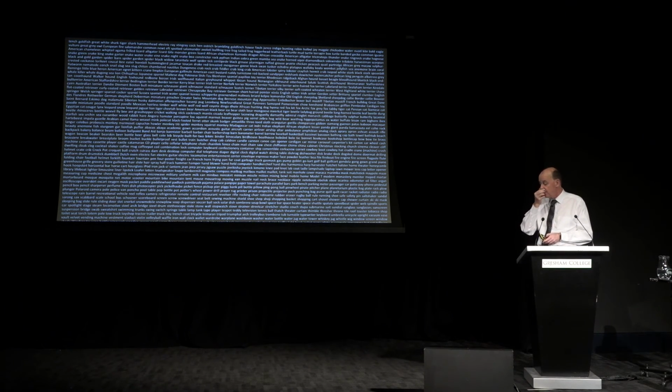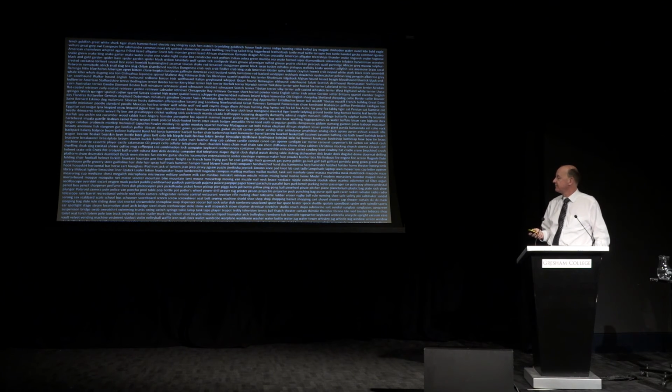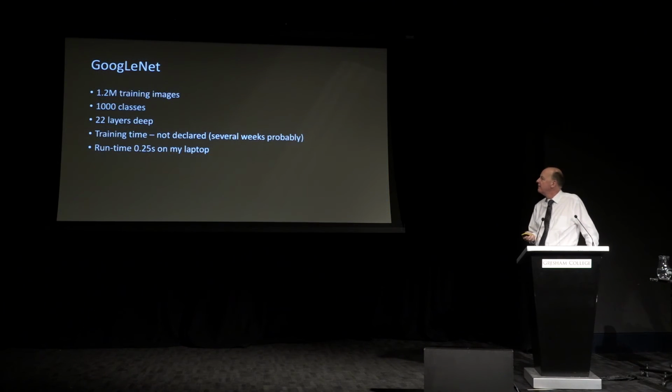You can tell it's an American thing, can't you? And over here, oxygen mask. So these are 1,000 objects selected. They found images of all of these things, and then they trained the network on all of those things. Great. Okay, it has 22 layers deep, and on my laptop, when I ran this a couple of days ago, it ran in about a quarter of a second.